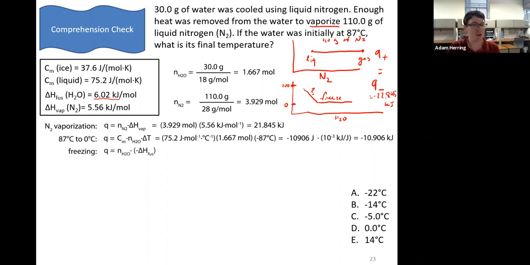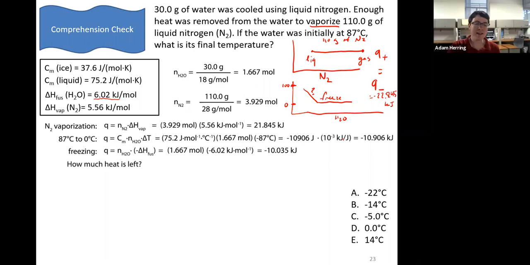That's done by multiplying the moles of water times the negative value for the heat of fusion. And that's because what we're doing is the freezing process, which is the opposite process of fusion. That would give off just over 10 kilojoules of heat.